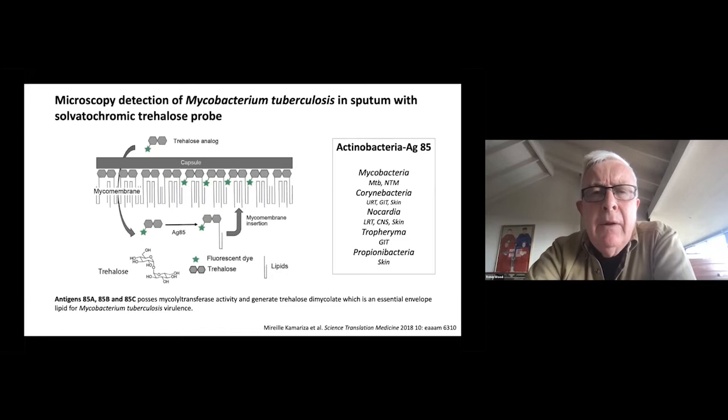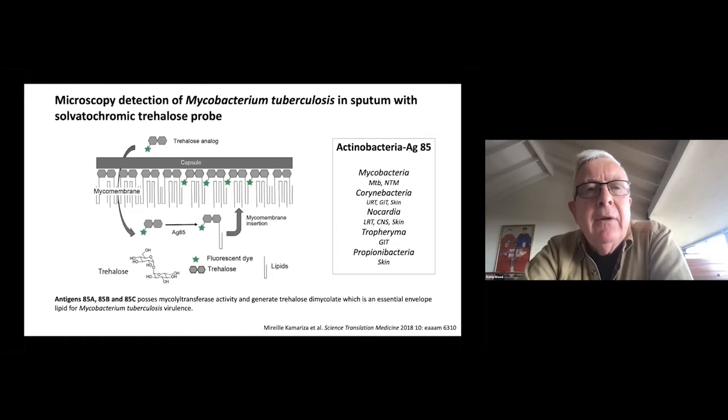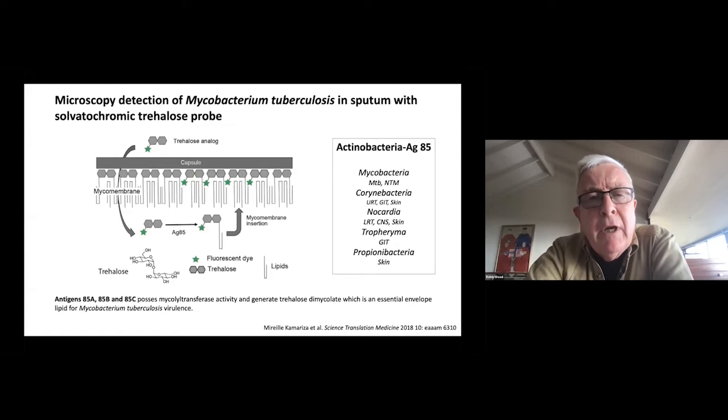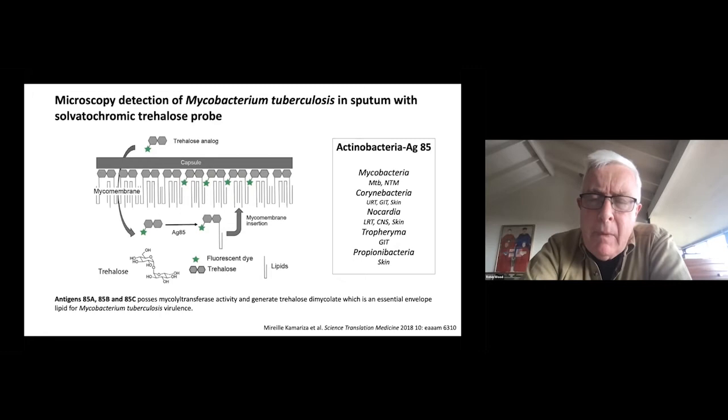Now I'm going to talk about what the topic of this talk is going to be, and that is the microscopic detection of TB. This is based on a paper that was published from the Stanford group, again, 4 years ago. What they developed was a trehalose sugar probe, which was taken up by organisms and processed by something called the antigen 85 complex and mycolated trehalose, which is then incorporated into the growing TB or other organism membrane. It seems as though antigen 85 has some specificity to the actinobacteria.